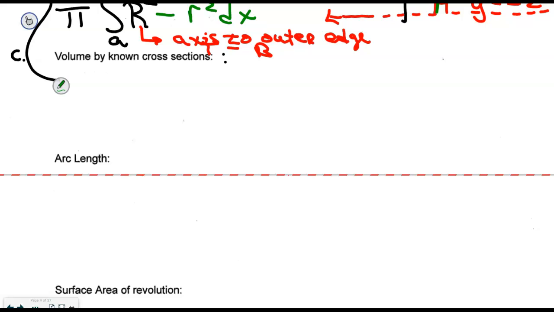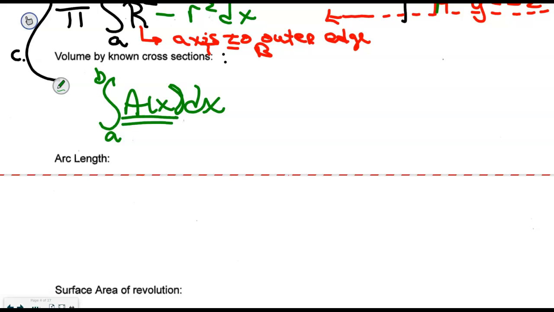All right, volume by known cross sections. It's still that same thing, right? But our formula is we need the area of a face dx. Now on your FRQs yesterday, one of them gave you a function for this, and it messed some of you up, correct? That's best case scenario. They say that the area of the face can be found by sine of 2x. Great, throw it in, dx, you're done.